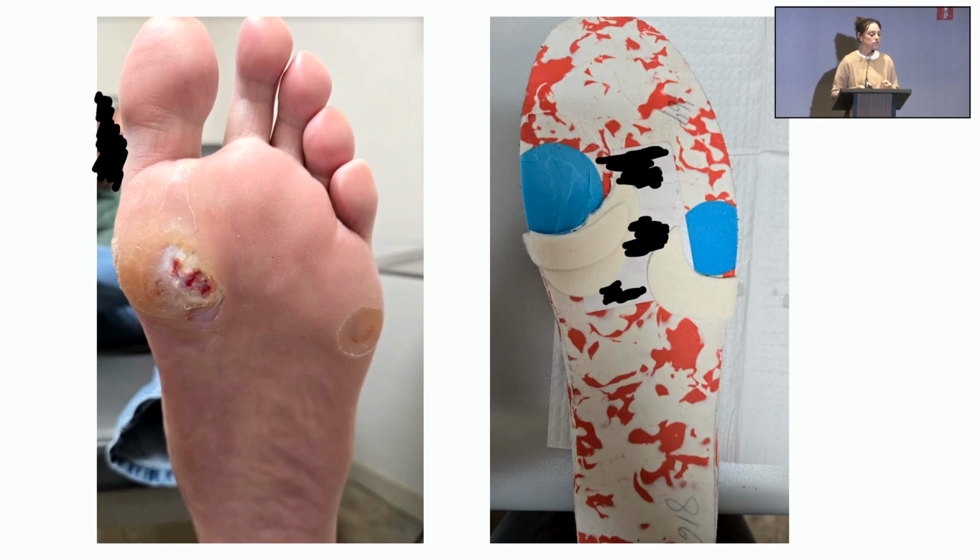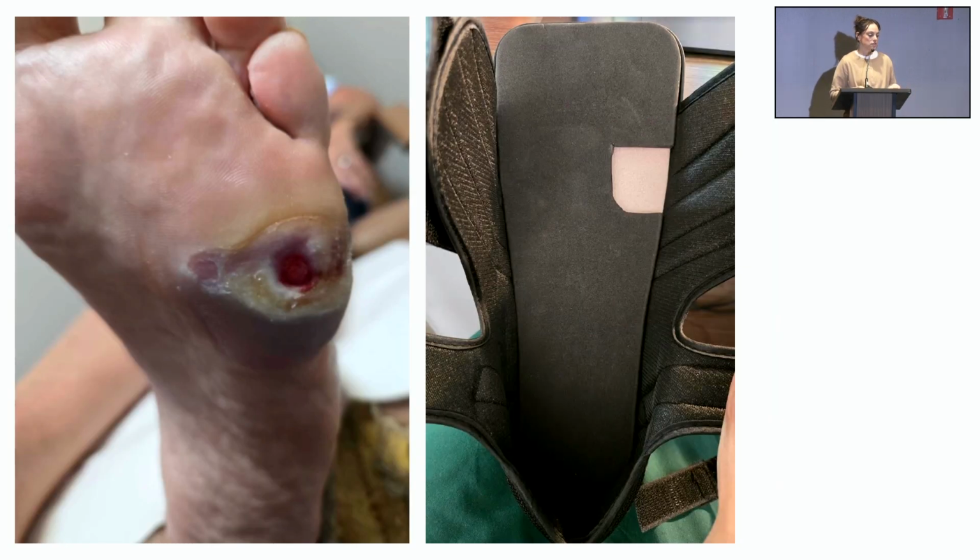Here's another example of offloading. This is a diabetic insole. You can cut out areas of high pressure so that when they're walking in their regular shoes, they're decreasing the pressure on the metatarsal head. Same thing, this is a patient that came in with a 5th metatarsal head ulcer, and I cut out a hole in the surgical shoe. If the patients will agree to wear a surgical shoe, this is a really great way.